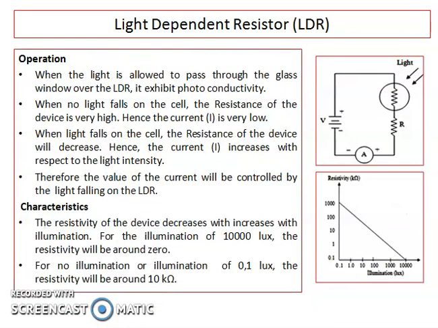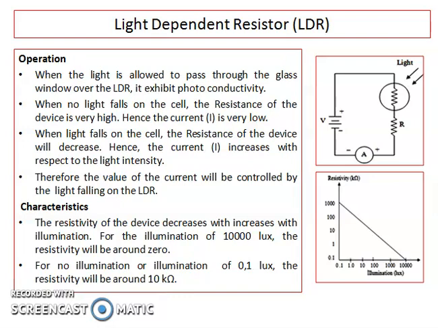Next we will see the operation of light dependent resistors. When light is allowed to pass through the glass window over the LDR, it exhibits photoconductivity. When no light falls on the cell, the resistance of the device is very high, hence the current is very low. When light falls on the cell, the resistance of the device will decrease, hence the current increases with respect to the light intensity. Therefore, the value of the current will be controlled by the light falling on the LDR.